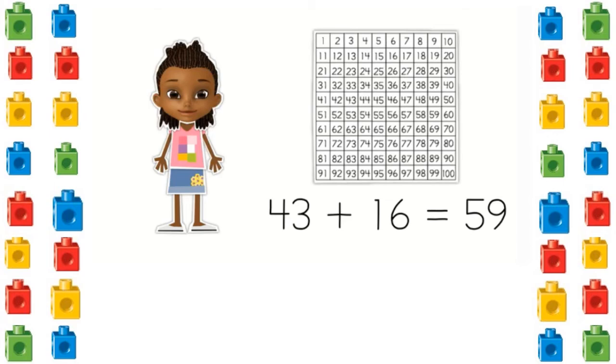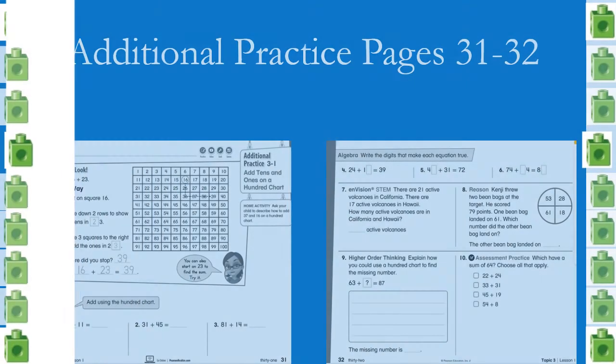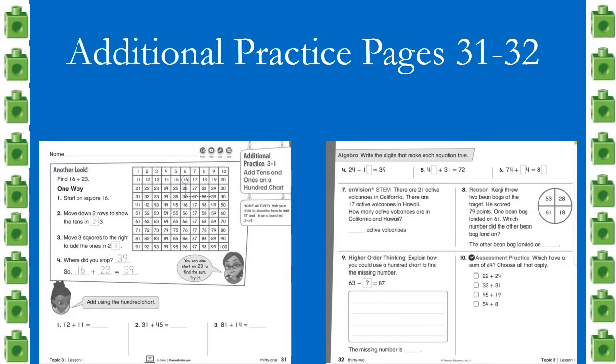Okay, and remember, you have the 100 chart. Okay, it's in your book. So here's what you're going to be doing today. Additional practice pages, 31 and 32, so that's in the thin book. Okay, and on page 31, they give you another hundreds chart, which you can use, and you're going to answer numbers 1, 2, and 3.